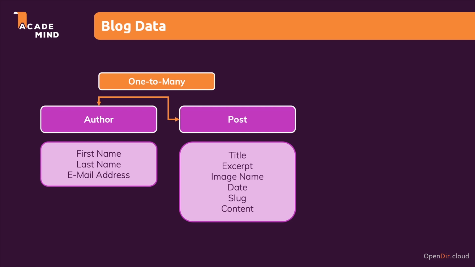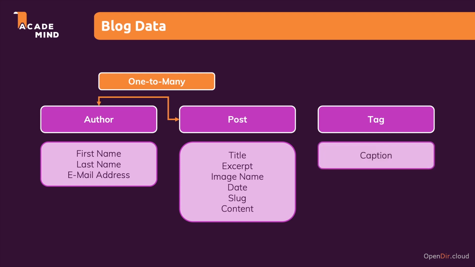Now I also want to introduce a brand new piece of data, which we don't have in our blog thus far. And that would be the tag data model. A tag should be a fairly simple model which just has a caption, some text like new or hot or featured. And those tags should be addable to posts.